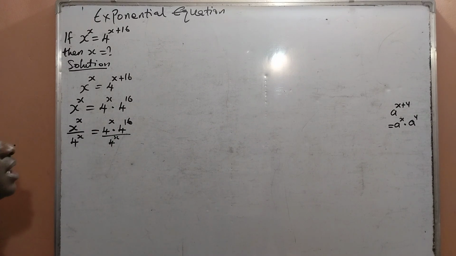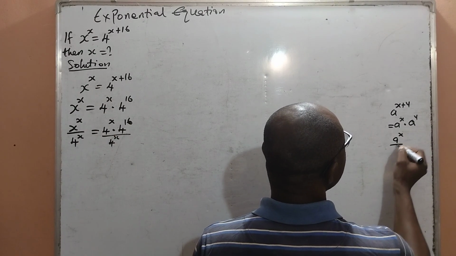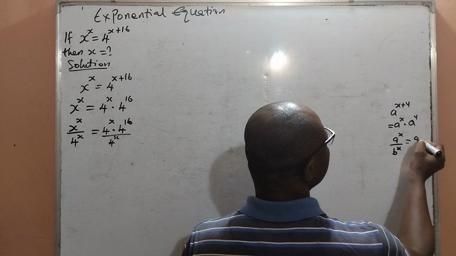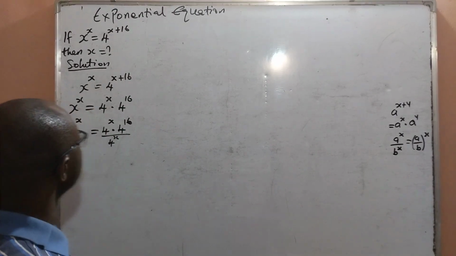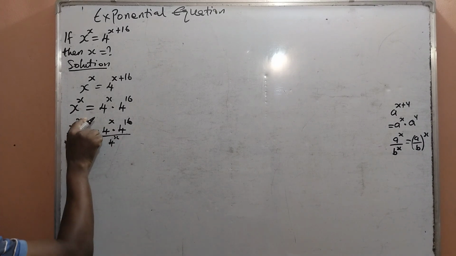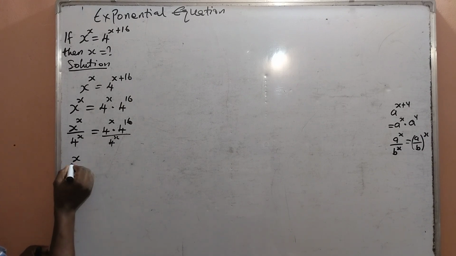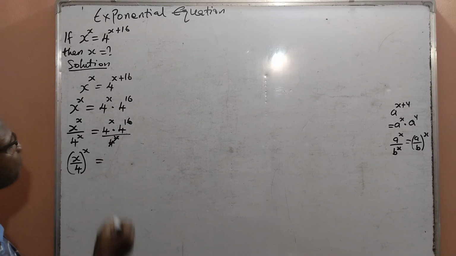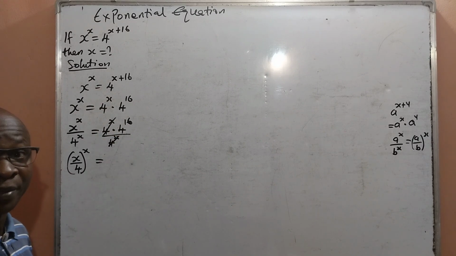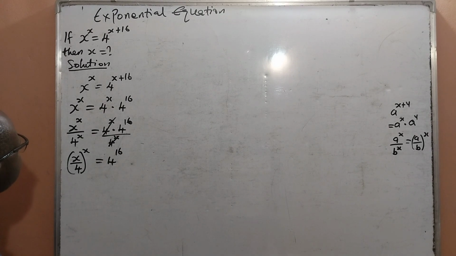At this point, from the law of indices, when I have a raised to power x all over b raised to power x, it is equal to a all over b all raised to power x. So I'm going to apply this to the left hand side, x raised to power x over 4 raised to power x. Therefore, it is going to be x all over 4 all raised to power x. And from the right hand side, 4 raised to power x at the denominator, we cancel with the 4 raised to power x at the numerator, leaving me with 4 raised to power 16.